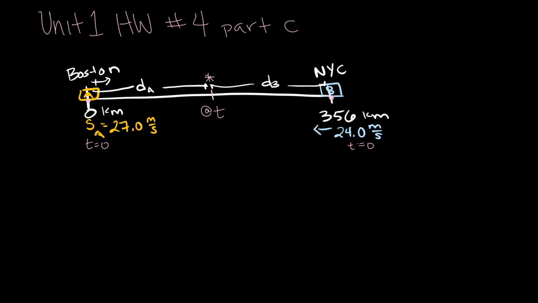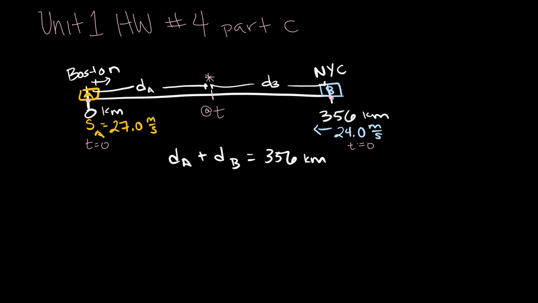So one of the keys to this problem is realizing that the distance train A travels plus the distance train B travels has to equal 356 kilometers, because we're figuring out where they meet. So that's one equation with two unknowns, so we can't do much with that yet. But we do know a little bit more information.